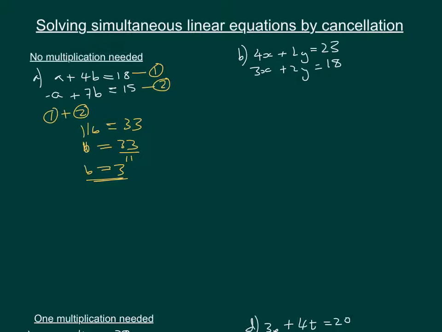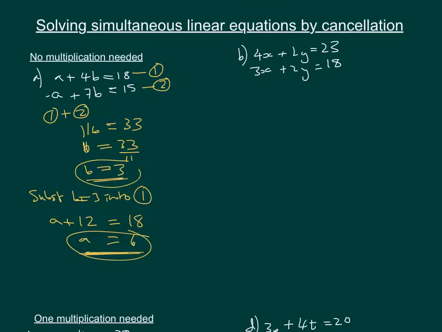Once we've got that, we then need to just substitute that b equals 3 into one of the equations. I'm going to substitute into the first one because it hasn't got any negative terms in it. So I'll have a plus 4 times b, which is 4 times 3, which is 12, equals 18, and then just solve it like a normal equation, subtract 12 from both sides, so a is 6. So we've got our two solutions there.